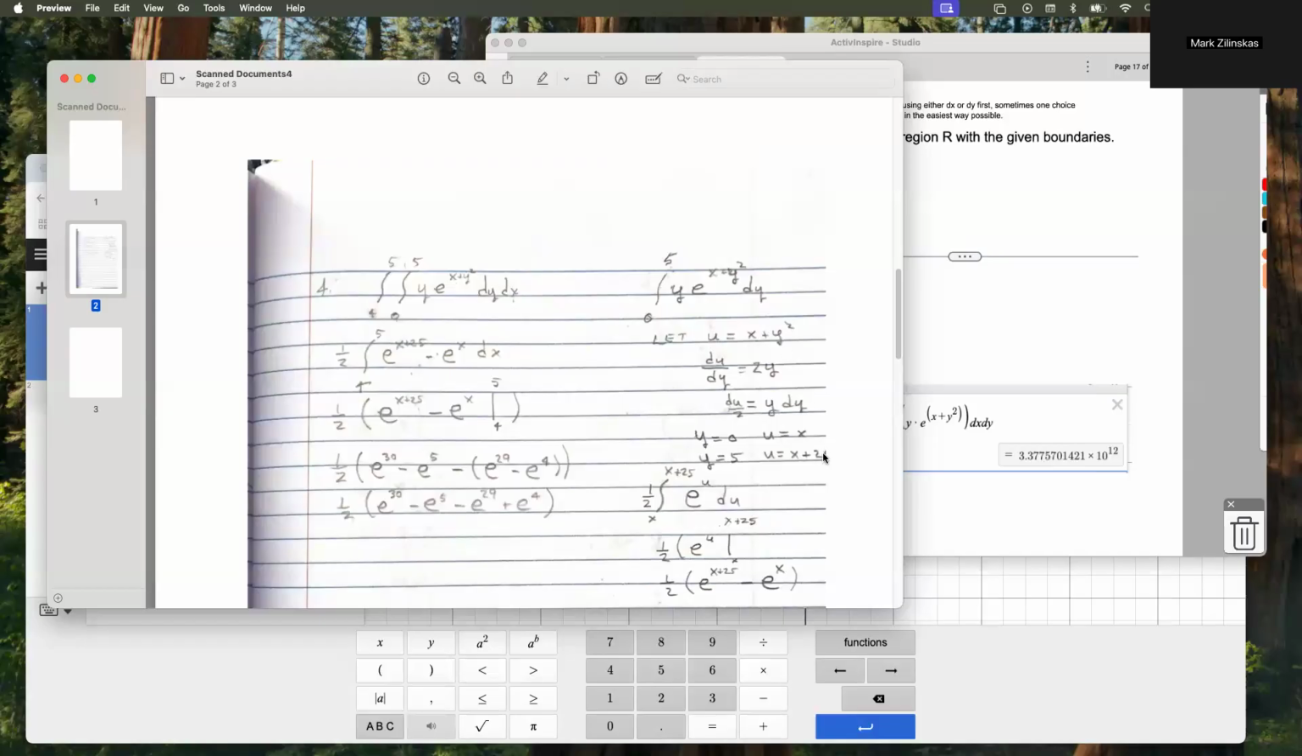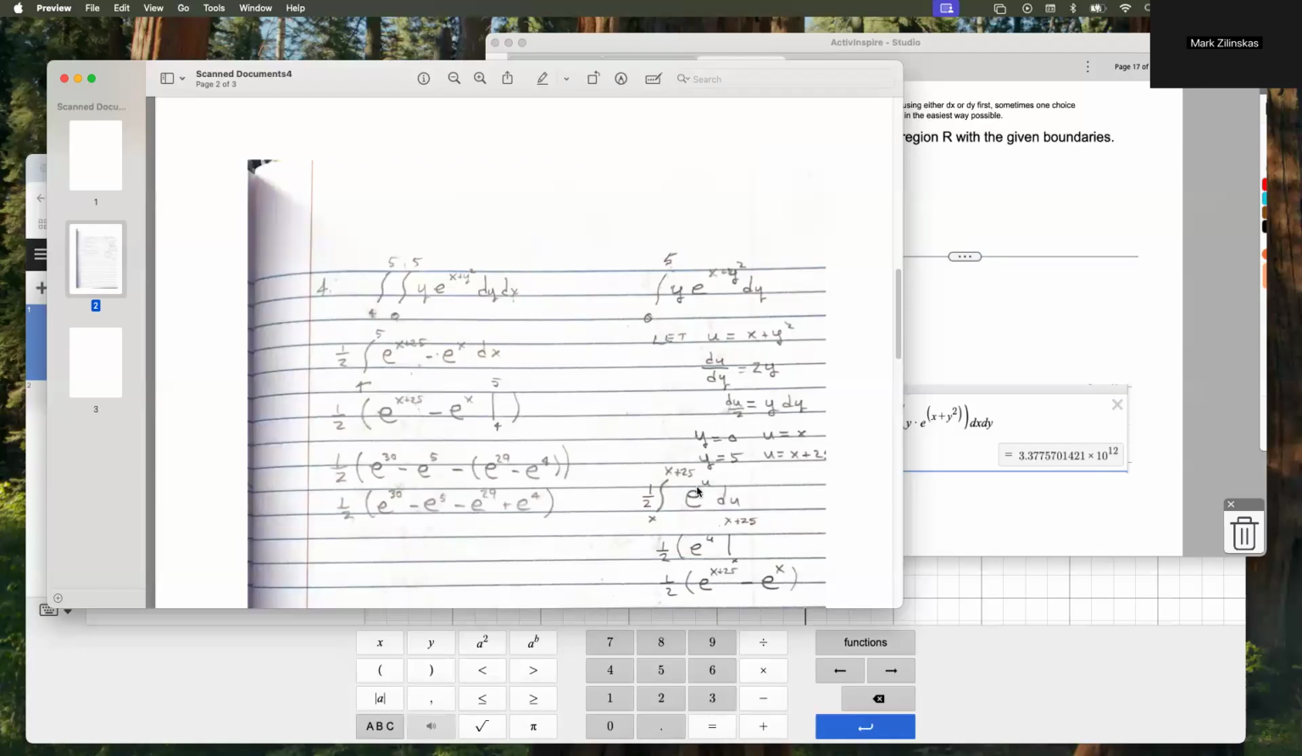That kind of went off on my scan here, so I apologize for that, but you'll see I make the substitution down here. So when I do that, my limits of integration go from x to x plus 25. Again, you may need to stop this video or scroll back just to hear that again. But all I did was make the substitutions as I normally do.